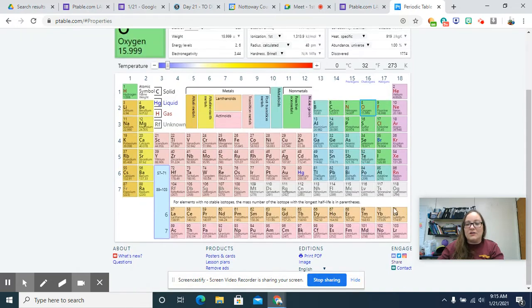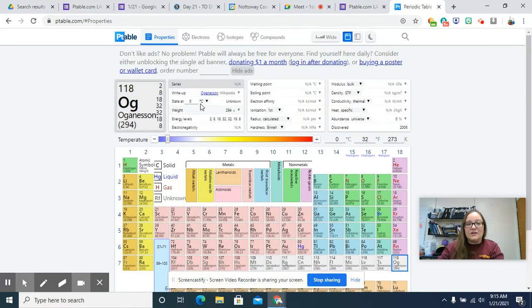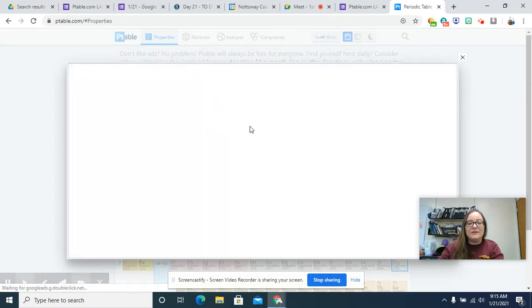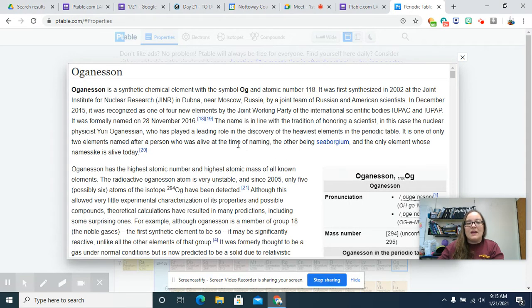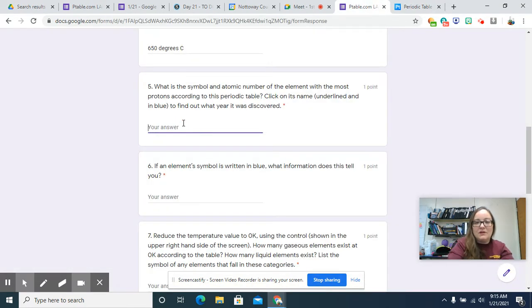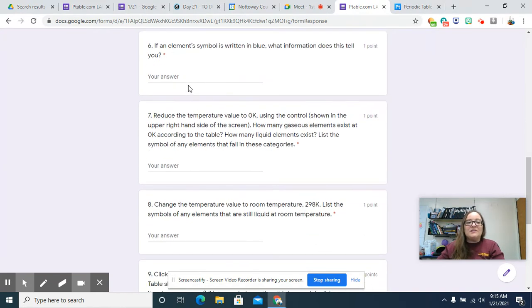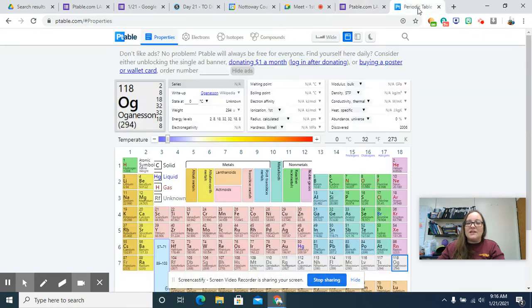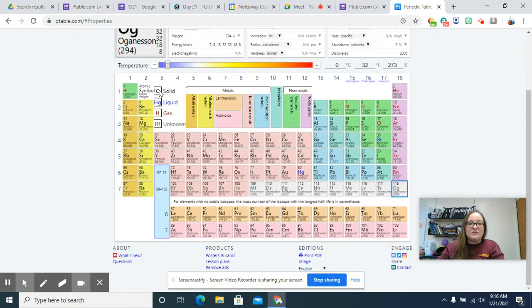So we're going to click on oganesson, the name underlined in blue. And it was discovered in 2002. So, symbol Og, atomic number 118, year it was discovered 2002. If an element symbol is written in blue, what information does it tell you? Okay, so we need to go back to our little key here. What does it mean when it's in blue? It's a liquid.